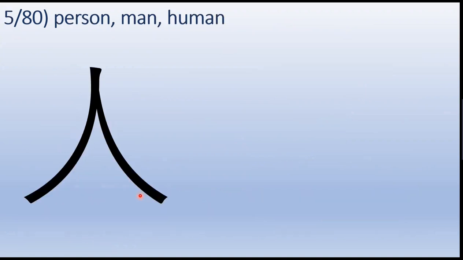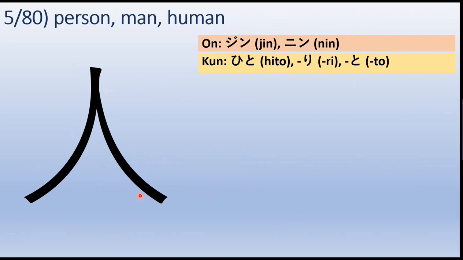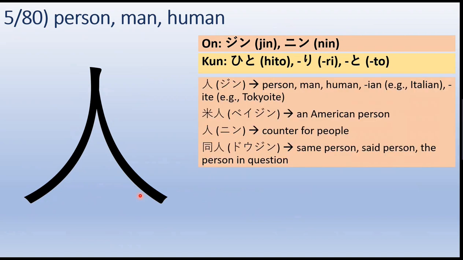The next kanji, the number 5 of today's lesson, is the person radical, or that represents man or human. The on reading is jin, nin. The kun readings are hito, ri, and to. So this is jin, that means person, man, human, or we can even represent a nationality or someone belonging to some place like Italian, Tokyoite. This is Beijin, which means an American person. This is Nin. Nin is basically counter for people, means this many number of people.